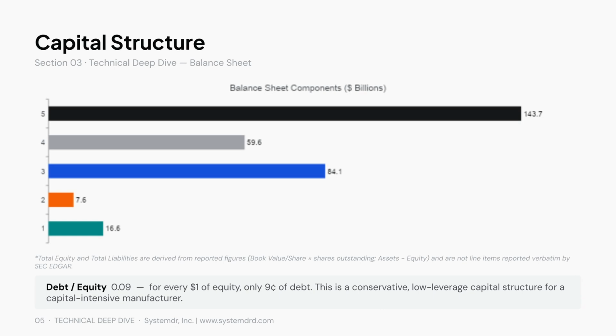Next, we examine the capital structure. Tesla has total assets of $143.7 billion and a debt-to-equity ratio of 0.09. This indicates a conservative, low-leverage structure, meaning the company relies primarily on equity and internal capital rather than heavy borrowing to fund its large asset base.